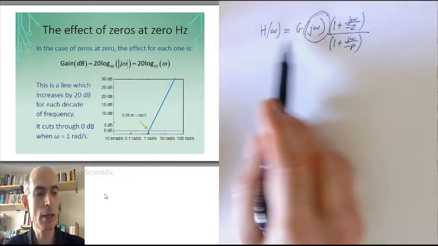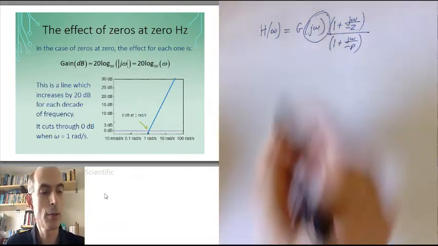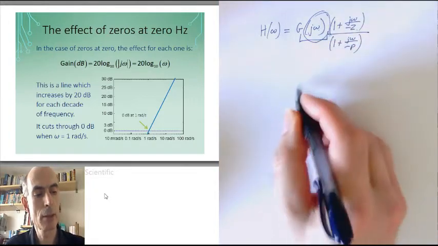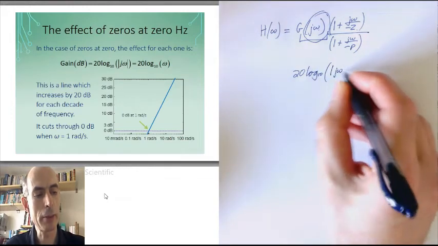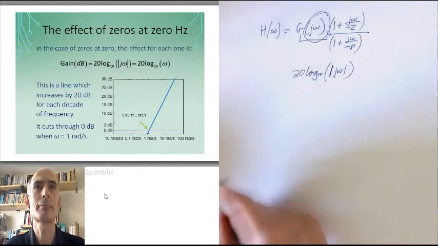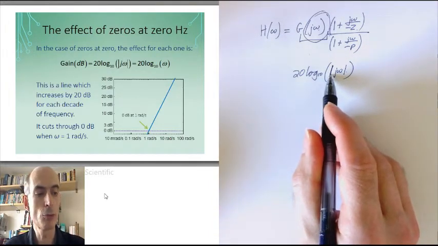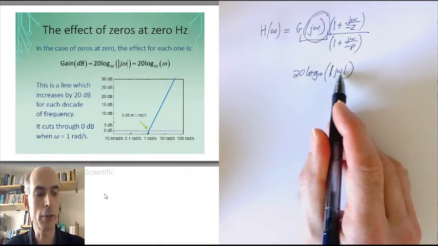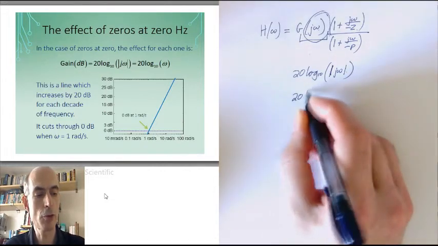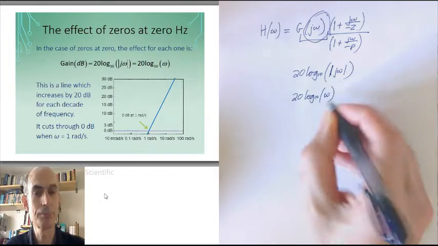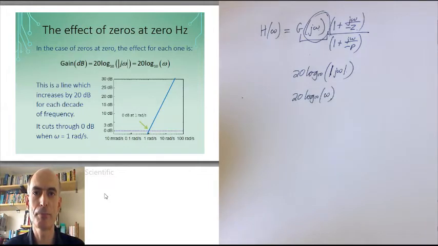If I take the modulus of this expression and express it in terms of decibels, then the effect of this term here is going to be 20 log 10 of the modulus of j omega. Well, the modulus of j omega, that's just the distance from the origin to the complex number j omega. That's just going to be omega. So I could write that as 20 log 10 of omega. And that's its contribution to the amplitude response expressed in decibels.